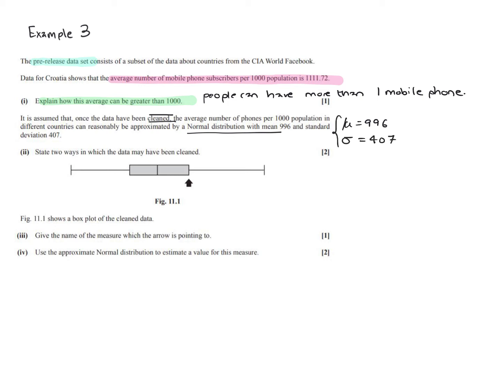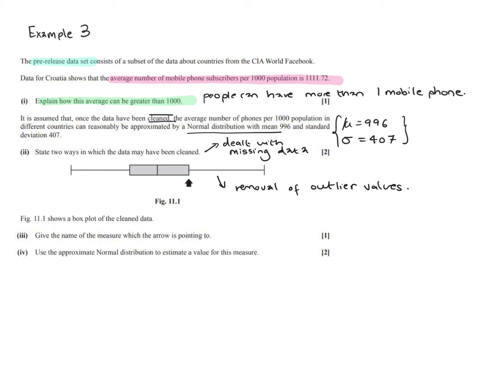Always write this out symbolically, it can stop you from making silly mistakes later on. So part 2 actually does ask us to state 2 ways in which data may have been cleaned. We could have dealt with missing data, so perhaps deleted countries where data was missing, and outliers as well. So if it's clear that there are outlier values, then these may well have been removed as well. That's 2 ways in which data may have been cleaned.